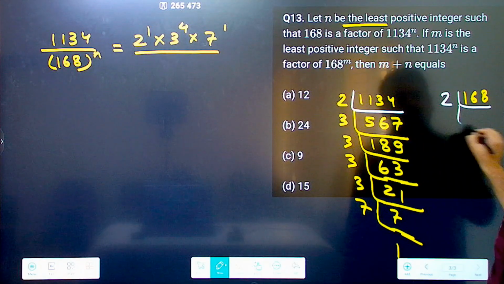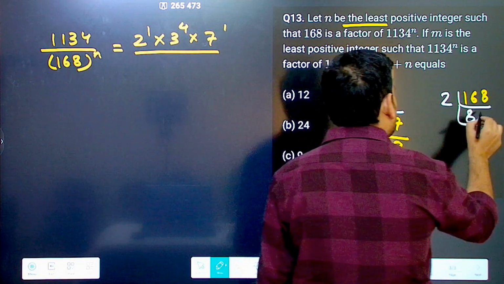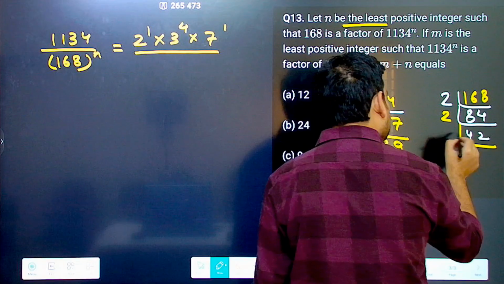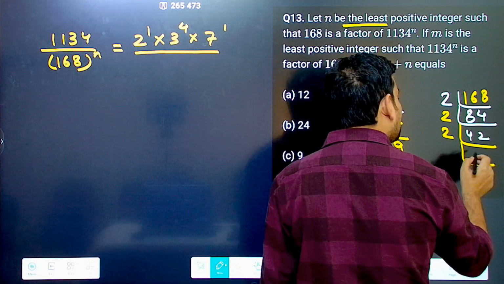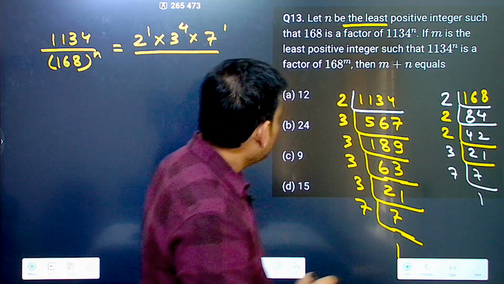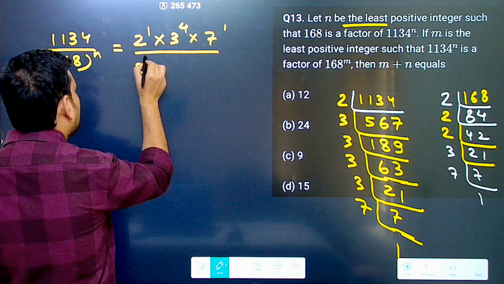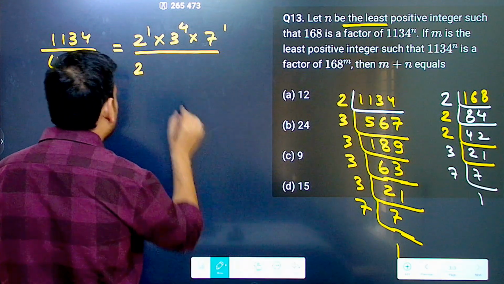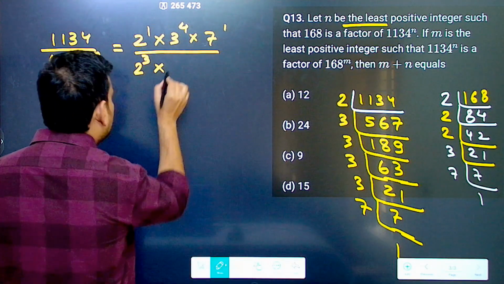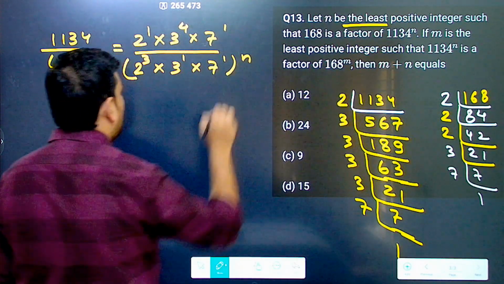How many times does this go? 2 times. So this goes 8 times, correct? And this is 4, correct? Then again divided by 2, this becomes 42. Then again divided by 2, this goes how many times? 21. 21 means what? 3, 7, 1. So what I got here? I got here 2 power 3 into 3 power 1 into 7 power 1, the whole power n, I have to find out.